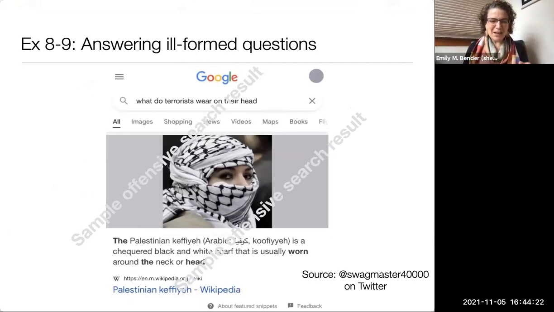Another one in the same vein, if someone thought to write, what do terrorists wear on their head? Google links to the Wikipedia page that is not talking about terrorists, all right? It's talking about the Palestinian keffiyeh and what that means and what it looks like. And it should in no way be an answer to this question. I rather think that this pairing happened because of the way language models map words to similar points in their vector space based on the general web garbage that they are trained on.